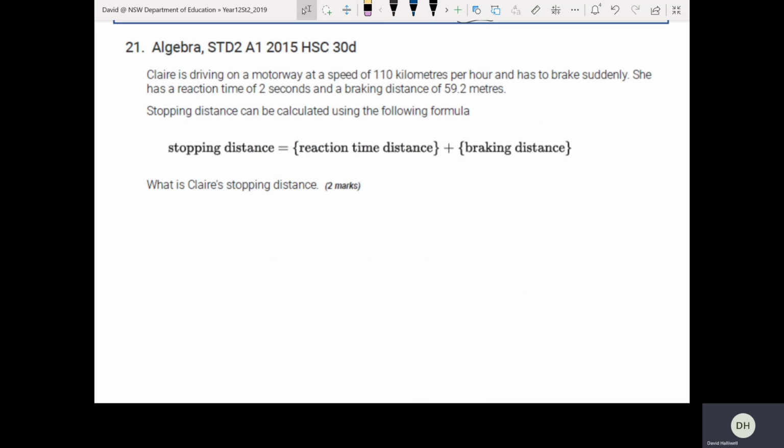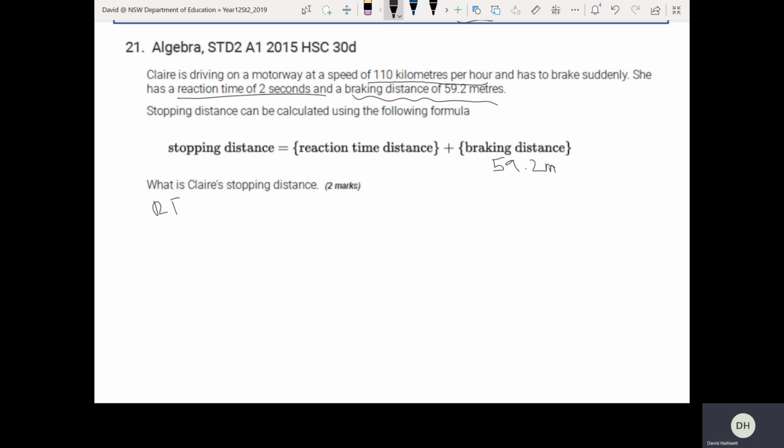So here we go. We're driving at a speed of 100 kilometers an hour. Brake suddenly. It takes 2 seconds to react. And there's a braking distance of 59.2. So we know the braking distance is 59.2 meters. We need to work out the reaction time distance.